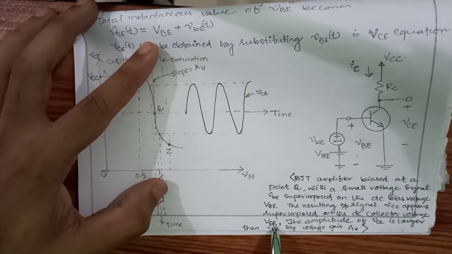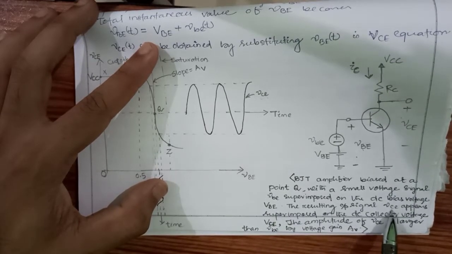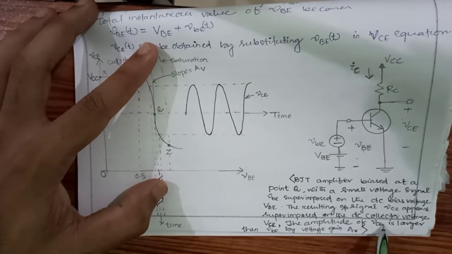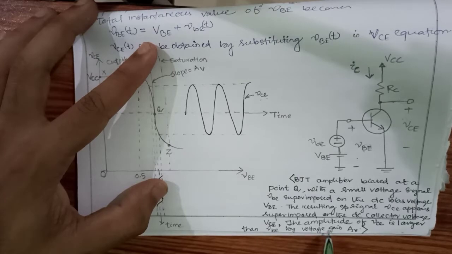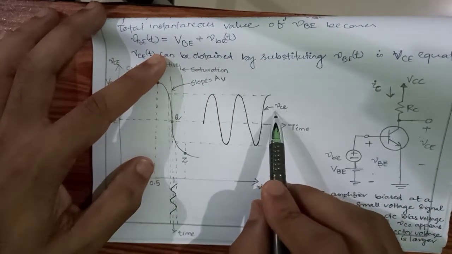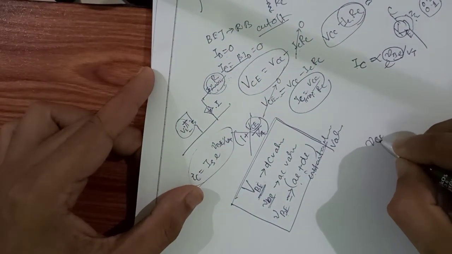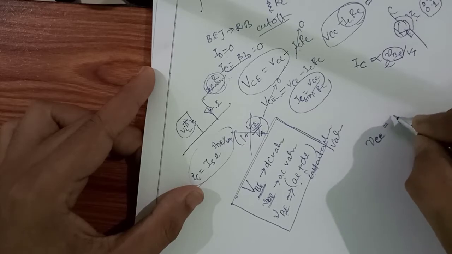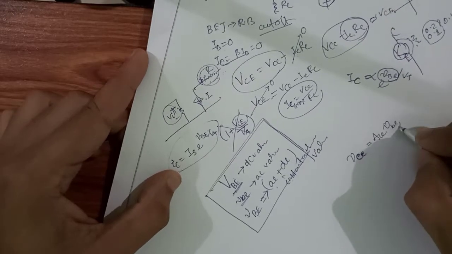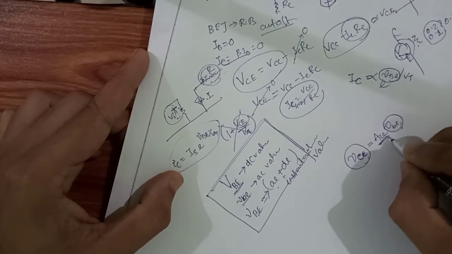I will get two voltages. One is capital VCE, that is because of capital VBE, and a small vce, that is because of small vbe, and that is the amplified version. The amplitude of the vce is larger than vbe by a voltage gain AV0. So this output is nothing but vce. So our small vce is nothing but AV gain times small vbe. This is the input AC voltage, this is the output AC voltage, and that will be multiplied by AV.